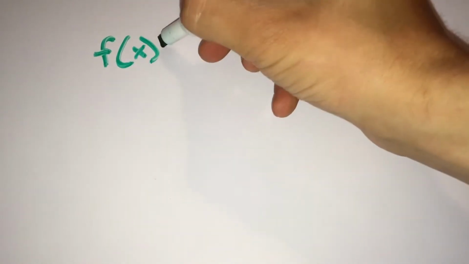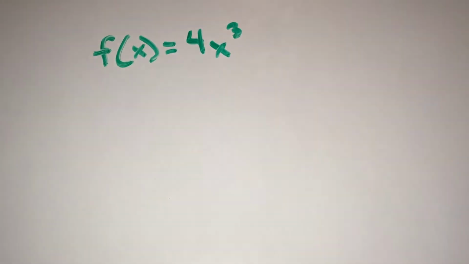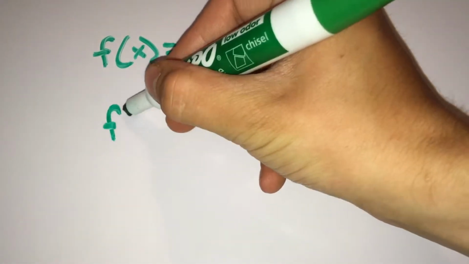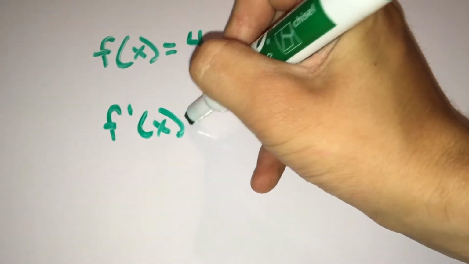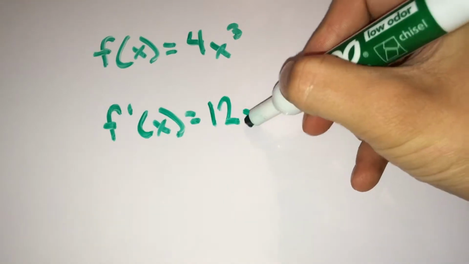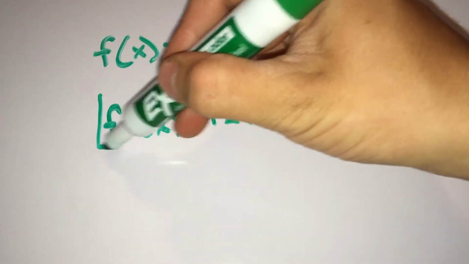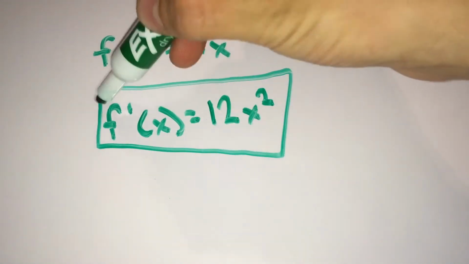Okay, here's our next problem. F of x equals 4x cubed. So for the derivative, we're just going to multiply the exponent times the coefficient, so 3 times 4, so that'll give us 12, and then we'll have x, and then subtract 1 from the exponent, so 3 minus 1 is 2. So the derivative is 12x squared.